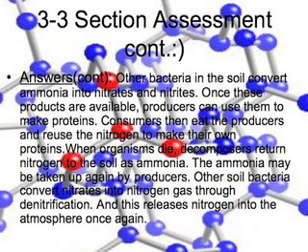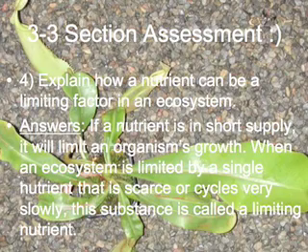When organisms die, decomposers return nitrogen to the soil as ammonia. The ammonia may be taken up again by producers. Other soil bacteria convert nitrates into nitrogen gas in a process called denitrification. This process releases nitrogen into the atmosphere once again. Number 4. Explain how a nutrient can be a limiting factor.